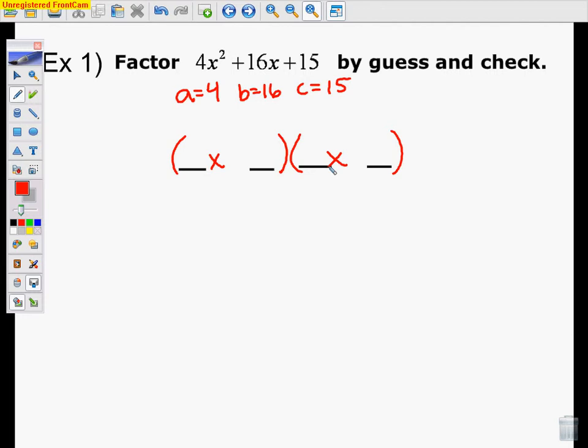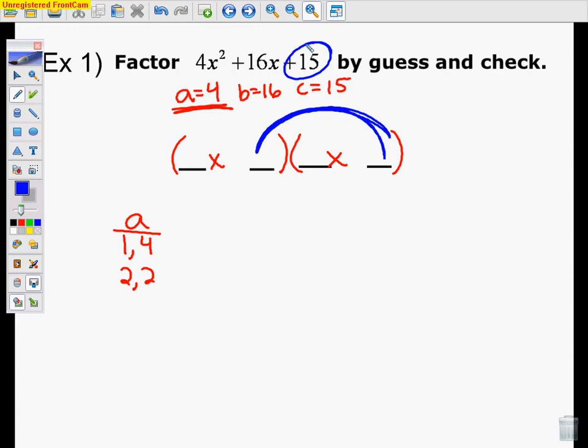Let's list out the things that multiply together to give you 4, that first term. Things that multiply together to give you 4 are 1 and 4, and 2 and 2. Now let's go to the next blank. When you multiply these two together, we should get 15, because those are the last terms, so those should be constants. So let's list the things that multiply together to give you 15. That would be 1 and 15, 3 and 5.